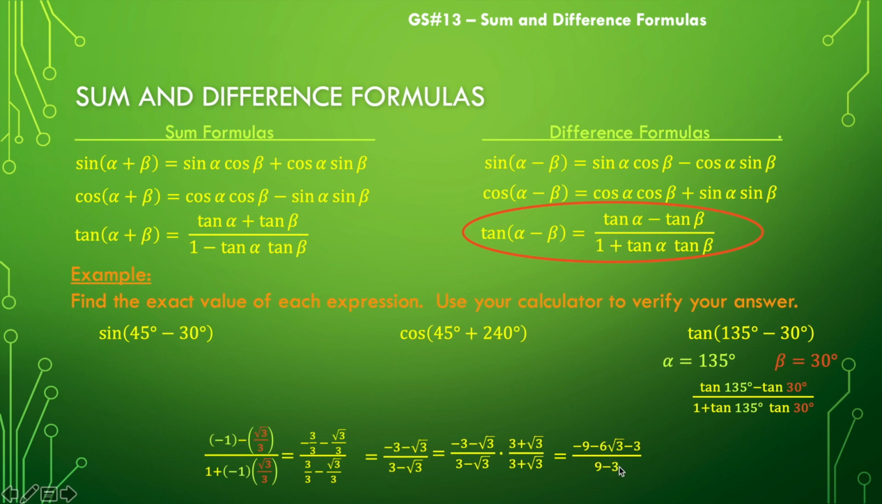So all of that stuff put together looks like this. Now I can put these terms together on the bottom, the 9 minus 3, and I can also put the -9 with the -3 on the top. And it's going to kind of look like this. -12 minus 6 rad 3 all over 6. Now if I divide that 6 out, I'm left with a final answer of -2 minus the square root of 3.